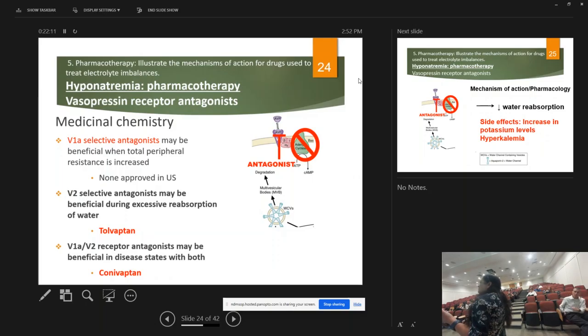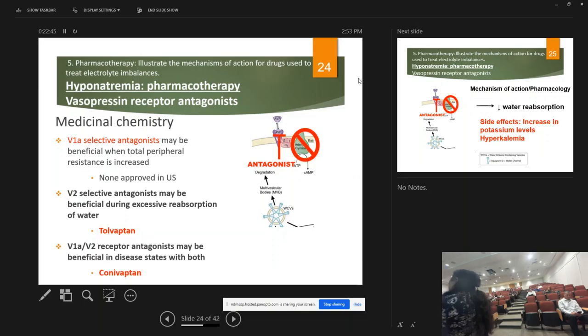V2 selective antagonists include tolvaptan, and the other group is not selective. They are used at different times. It's beneficial when there is excessive reabsorption of water, in a disease state. I don't know which kind of disease state that would be, but maybe you'll get more information on that in your clinical courses. Basically, these are the two different groups you'll be using. One is a V2 selective antagonist, the other is not selective. It can act on both V1A and V2.